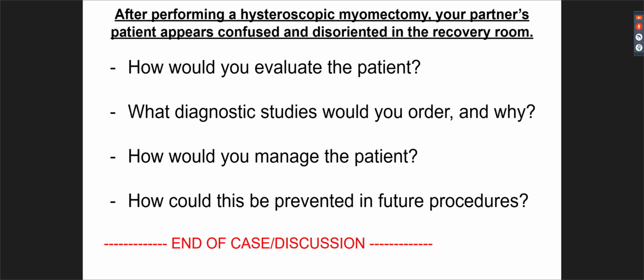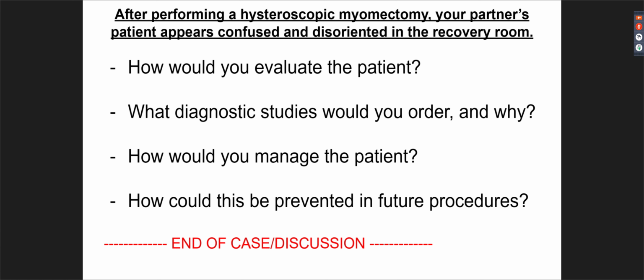So how would you prevent this in future procedures? Fluid overload and hyponatremia can be prevented by avoiding the use of non-conductive or non-electrolyte irrigation fluids if possible. Minimize fluid absorption by using low infusion pressures and limiting the duration of surgery, usually to less than an hour. So if you have a big submucosal fibroid you have to transect, you may have to do it in a stepwise fashion and tell the patient, because if she enters a high fluid deficit, you're going to have to terminate that procedure.